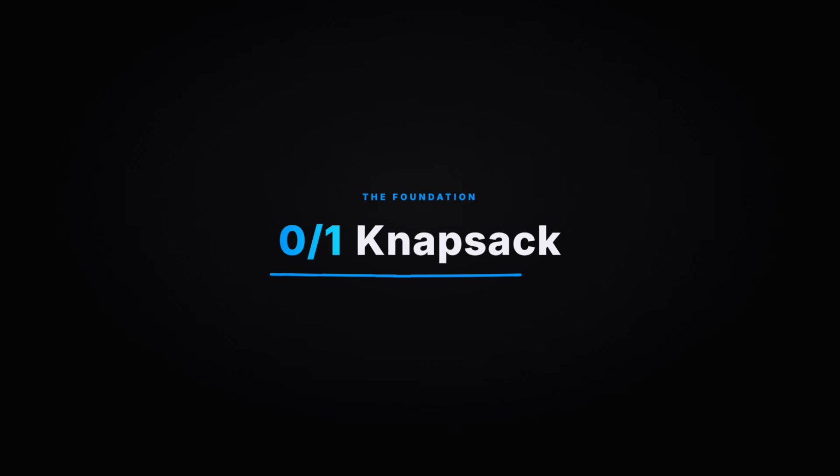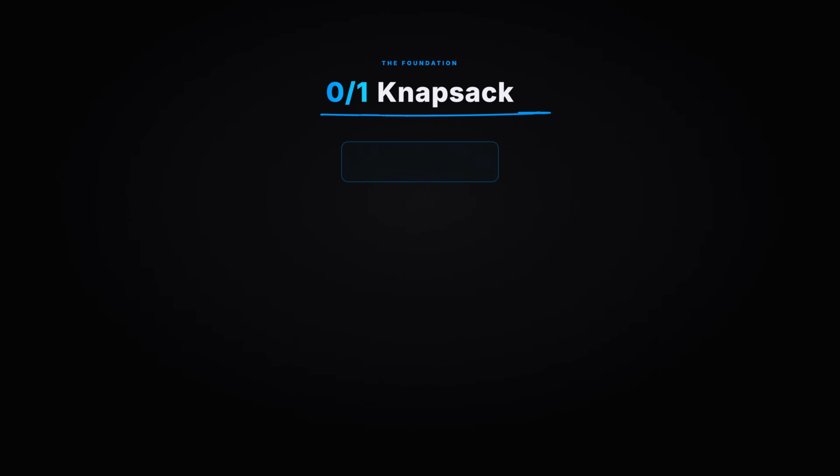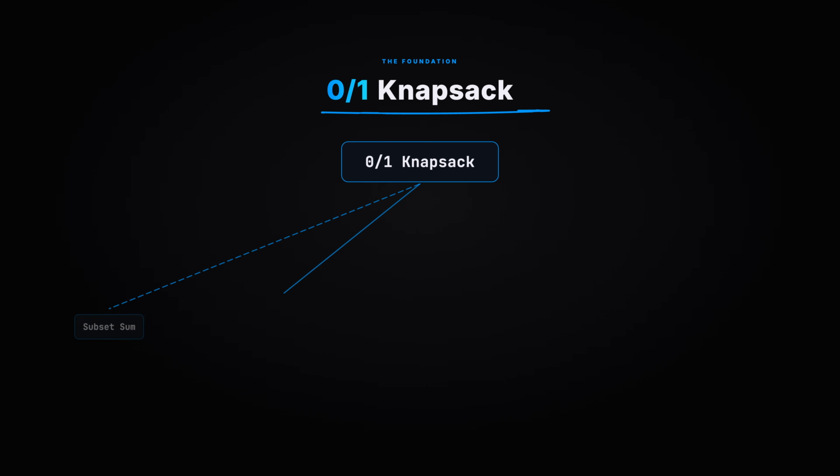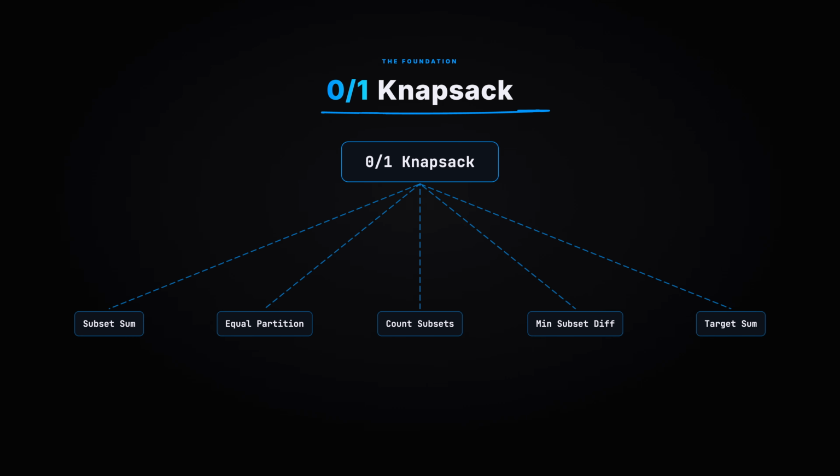Before we dive into solving the 0-1 knapsack problem, let me tell you why this problem is so important. If you truly understand 0-1 knapsack, you are not just learning one interview question. You are learning an entire family of dynamic programming problems. Once you master this single pattern, you will be able to solve many of these variations with only a few small modifications to your code.